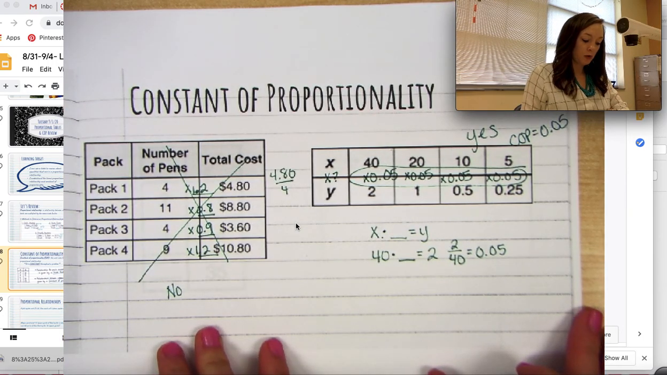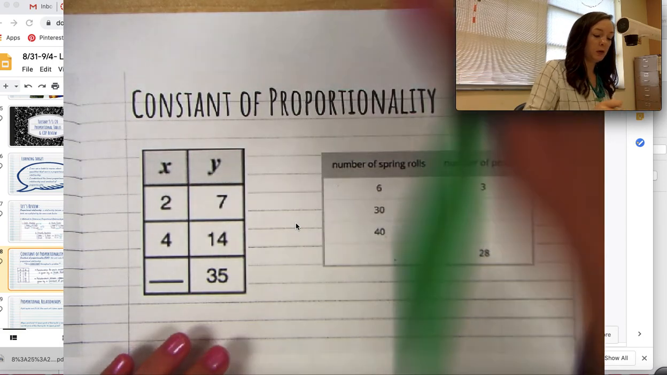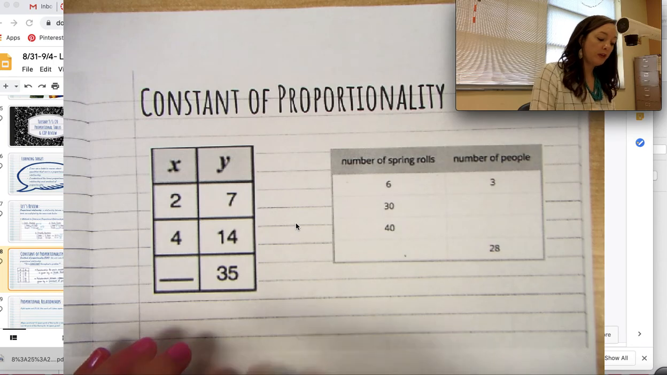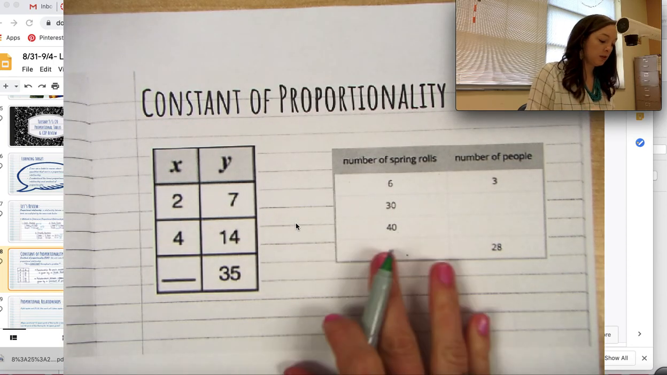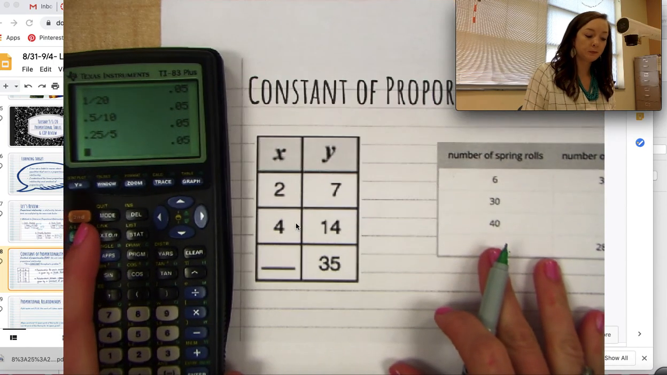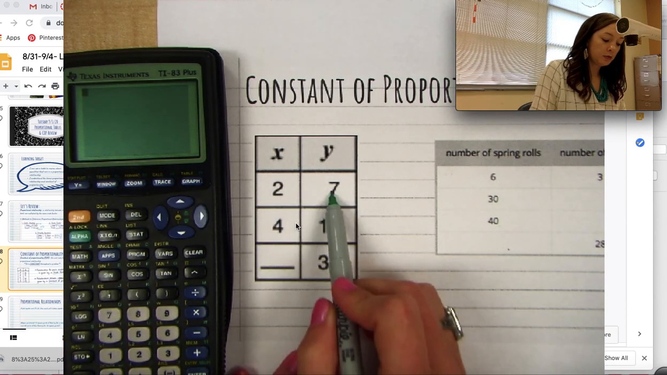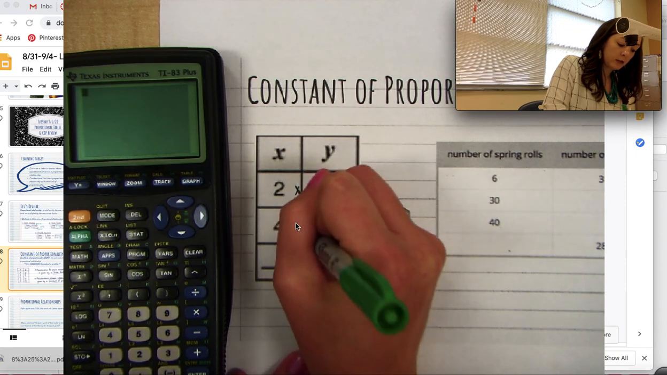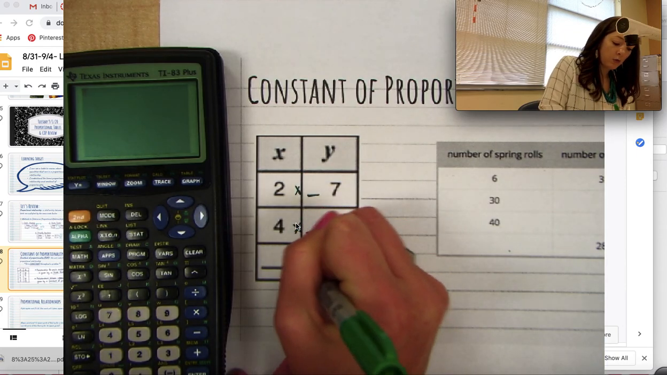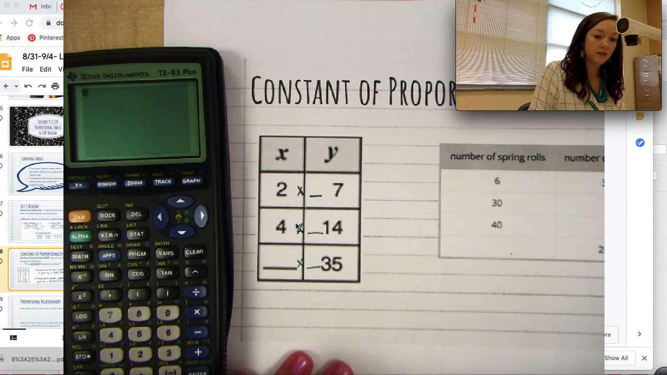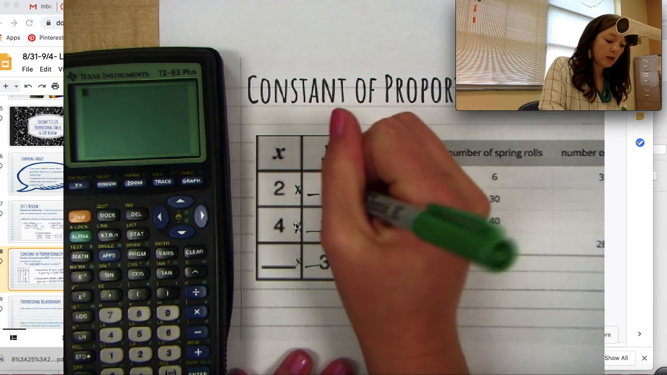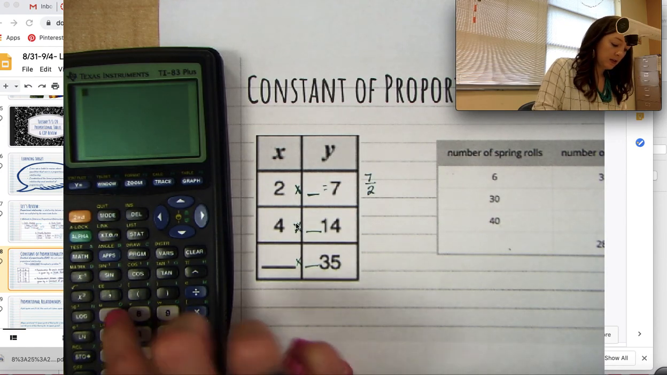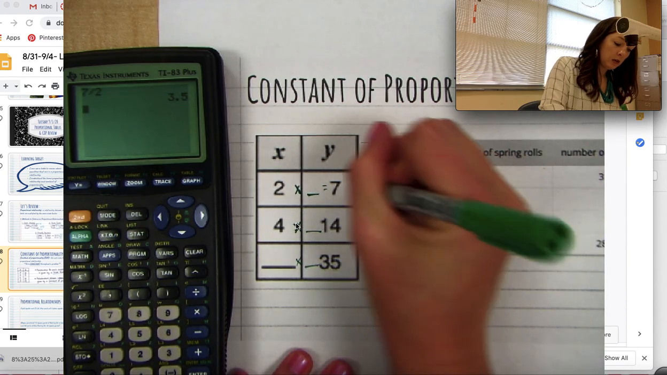All right, let's look at one more set of examples. Now we have a table. We know it's proportional, but we have to figure out some missing values. So let's look at the first table. I'll go from 2 to 7. I need to figure out what I'm multiplying by for these other rows so that I'll know what I need to do to get to 35. I'm going to use the inverse operation here. I'm going to do 7 divided by 2. 7 divided by 2 gives me 3.5.